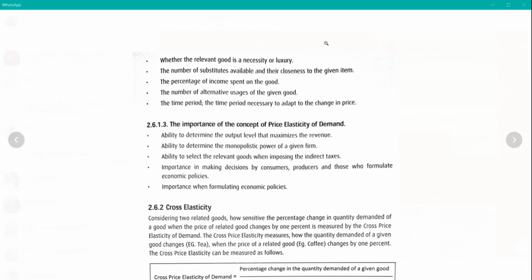I told you that there are two types of essential things under elasticity. One is perfectly inelastic, the other one is inelastic. In both cases, an increase in price means an increase in revenue.